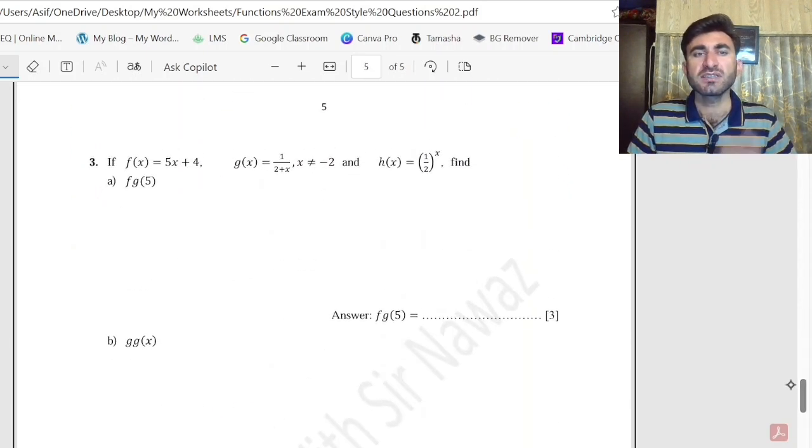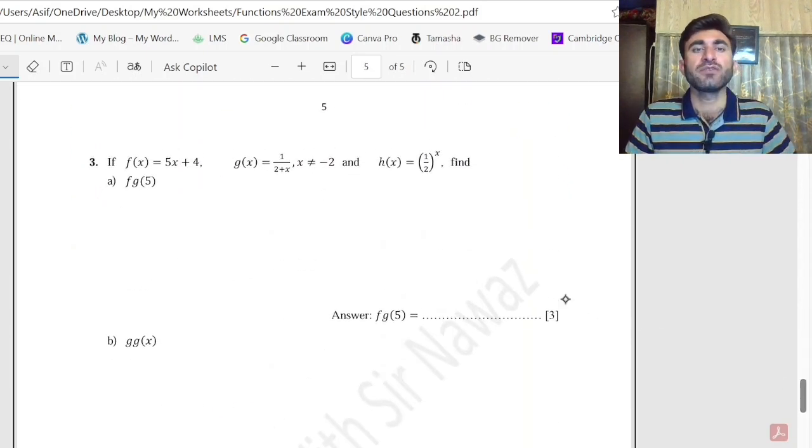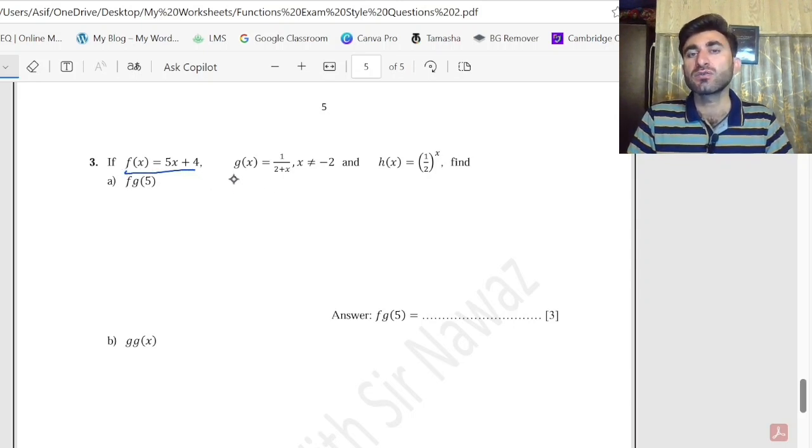Coming to the last question, where it stated if f of x equals 5x plus 4, g of x equals 1 upon 2 plus x, where x cannot be minus 2, and h of x equals 1 upon 2 raised to the power x, that is an exponential function. Find f g of 5. That is a simple one, that we need to find g of 5 first, and then we will replace the value of g of 5 in function f.